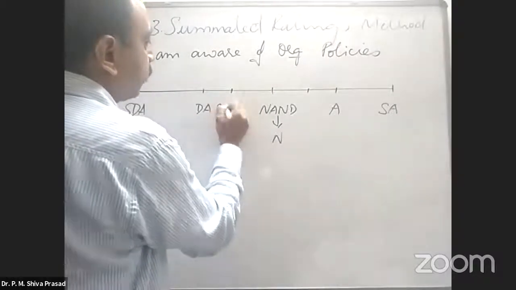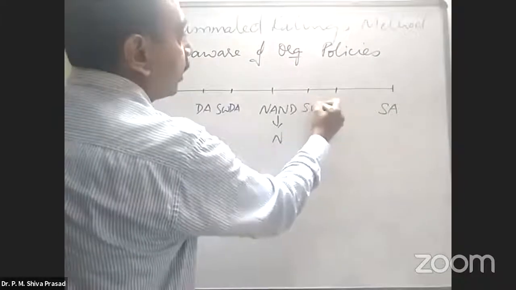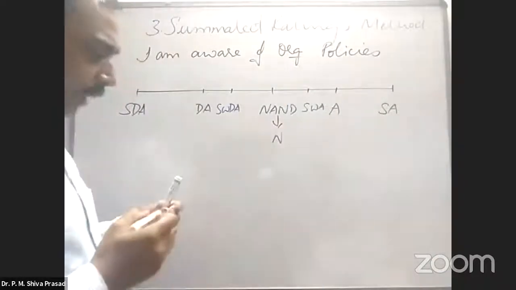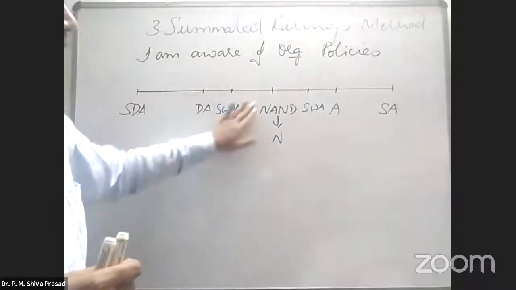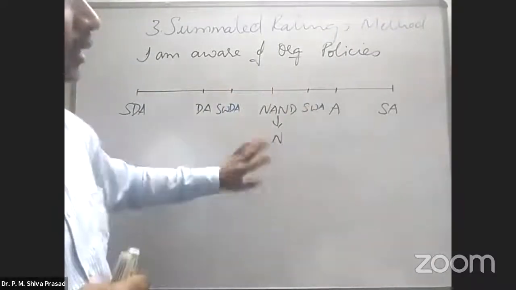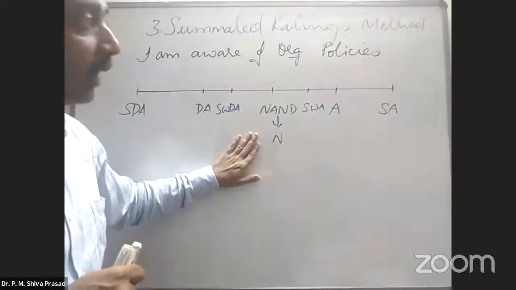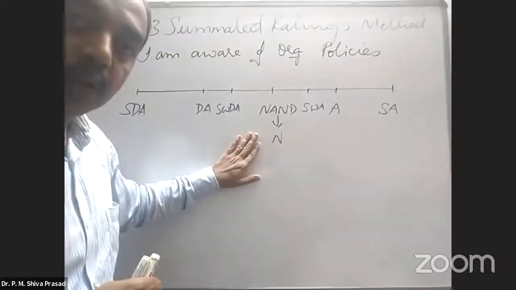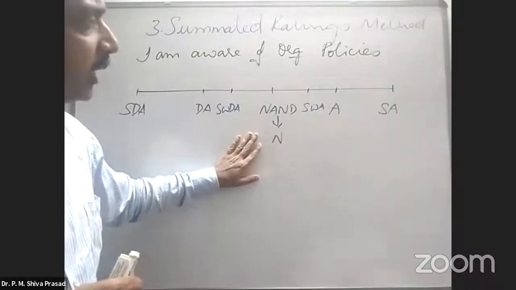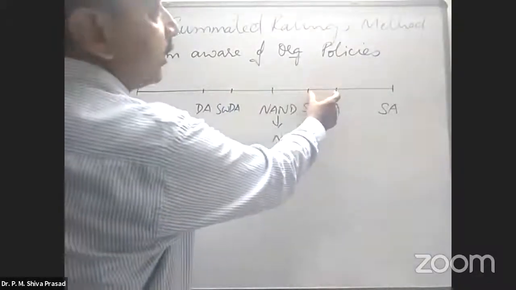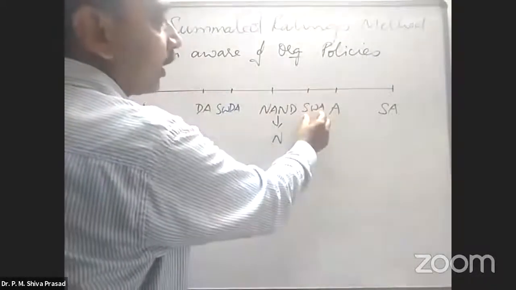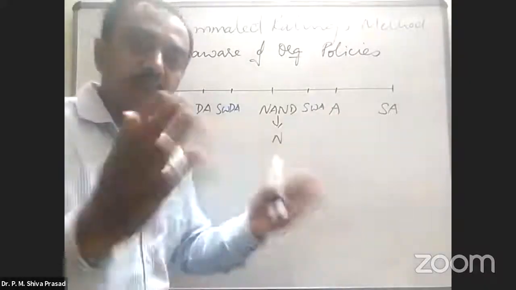Right. Somewhat disagree. This is somewhat agree. But it so happened over a period of time, social science researchers felt 7 options on the continuum might confuse the respondent, and it may not be all that significant for us to measure the difference between these 2 options. Somewhat agree to agree. What is the difference between these 2?